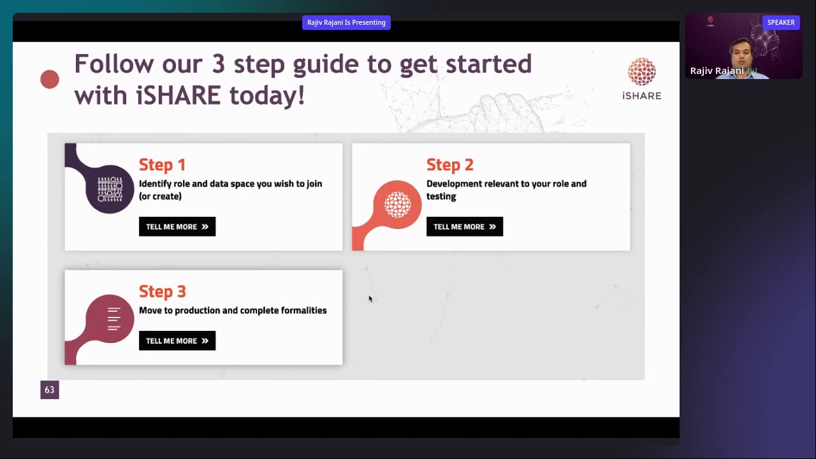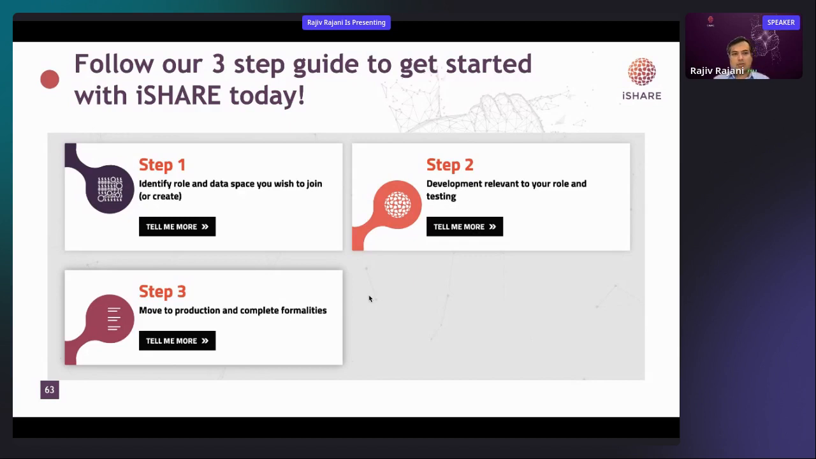So if you are a single organization and you want to see how you can interact with another organization in another role, you can also play the role of it. There are some components available where you can do the role play of the other organizations as well.